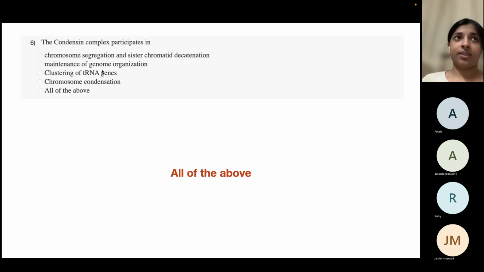Maintenance of genome organization, yes, we've seen that there are certain loops that can be bound by condensin protein and help in genome organization. Now there is this other function, clustering of tRNA genes, that we've not spoken about yet. The cell has tRNA genes present in various locations, not adjacent to each other. They're present in different chromosomes spread across the entire DNA. But in a cell, tRNA is synthesized in this region within the nucleus known as the nucleolus. So there is some protein that is bringing together different tRNA genes and concentrating them into the nucleolus. And that protein is condensin only. Condensin binds different regions of the tRNA coding regions, pulls them together and helps them stay localized in one particular region. So the answer to this question would be all of the above.